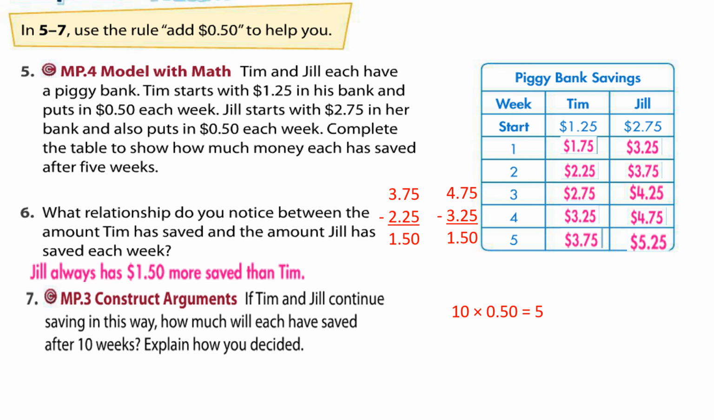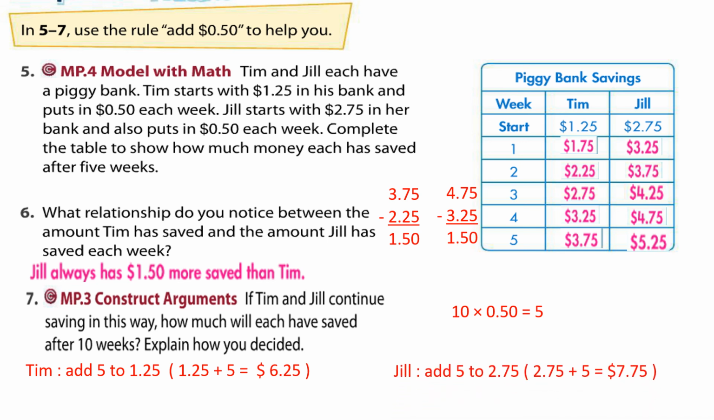Now add 5 to how much money was with Tim before saving money. Tim had firstly 1.25, so you just add 5 to 1.25 to be 6.25 after 10 weeks for Tim. What about Jill? Also add $5 to how much money was with Jill, 2.75. So Jill had 2.75, with adding $5 more will be $7.75 after 10 weeks.